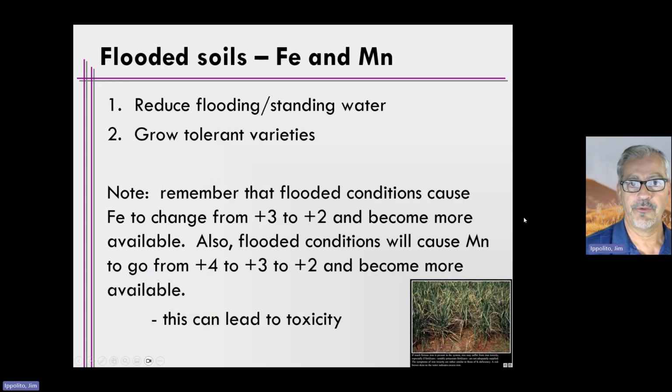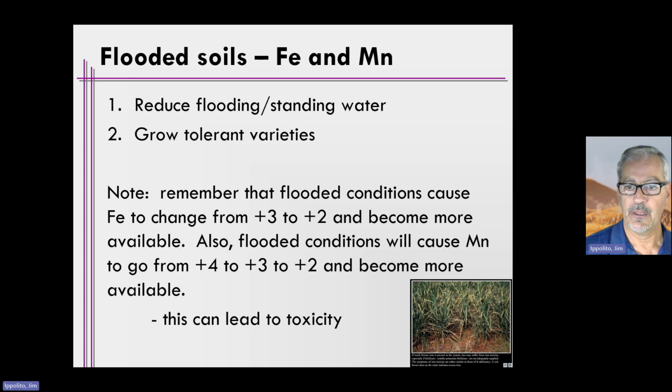In flooded soils, this is an issue with iron and manganese. Okay, and so how do we fix this problem? In rice, that's an issue because we flood rice. But in systems where we don't flood our crops, you simply need to reduce flooding or standing water. And we've done a pretty good job of that in locations across the globe and in Ohio by installing drainage tiles. Or you can grow tolerant varieties, varieties that are tolerant to greater concentrations of iron and/or manganese.